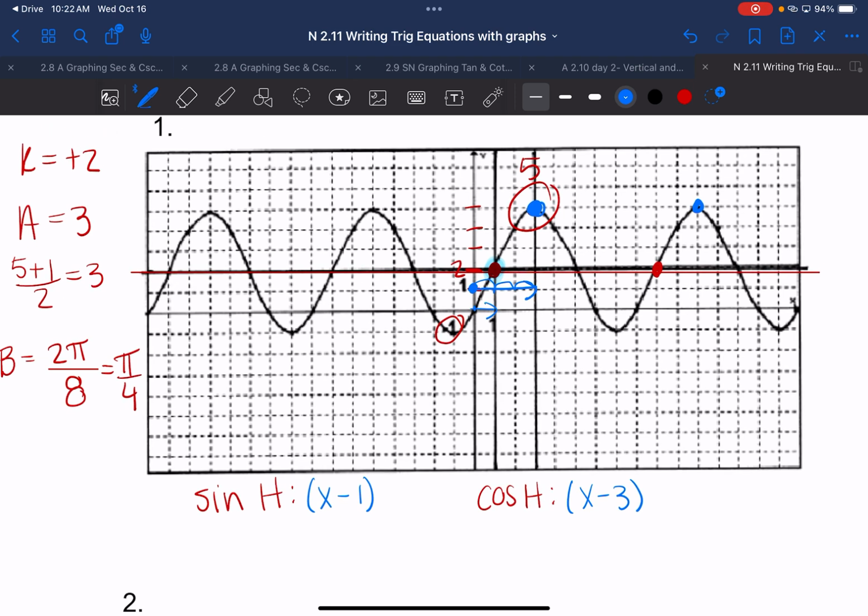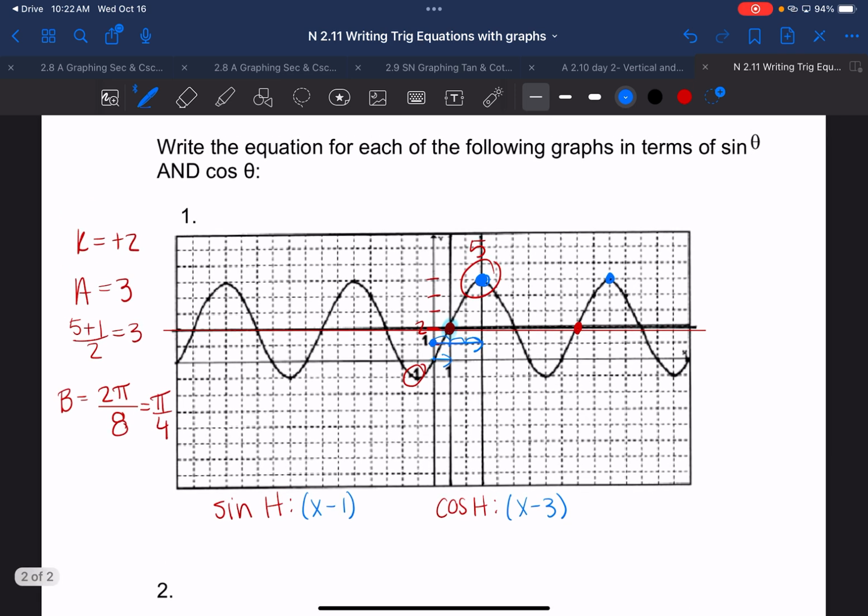Okay, so now I've got A, I've got B, I've got H, I've got K, I've got everything I need to write the equations. So we're going to write one for each one. So let's write sine first. What do we always start our equation with? A. Right, amplitude. And what did we say our A value was? 3. Okay. All right, and then we said we're writing the graph of sine, so I've got sine. And then what comes after sine? What letter? B. And what was our B value? Okay, so I'm going to put pi fourths.